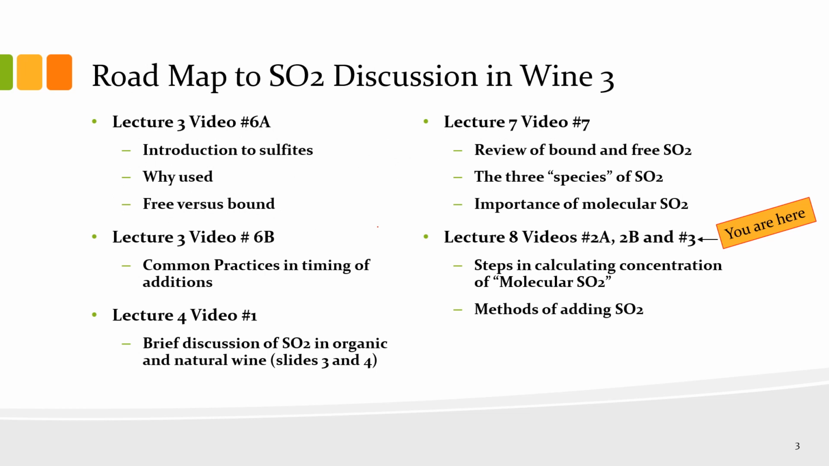So remember, this was our roadmap to our SO2 discussion. We started out in lecture number 3 with some introduction. Then we went on to talk about common practices in the timing of additions. We talked a little bit about natural and organic wines. And then in 7A, part of the wine chemistry series of videos, we talked about free and bound SO2, the 3 species of SO2, and the importance of molecular SO2.